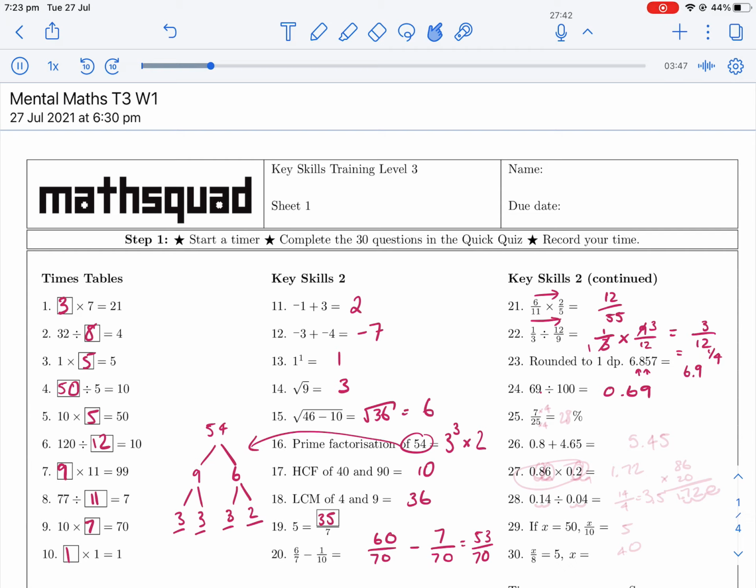7 on 25 as a percentage. To get a percentage, you need the denominator, the bottom number, to be 100. 25 times 4 would be 100. So times the top by 4 and you'll get 28%.